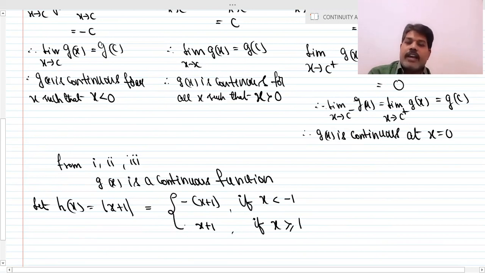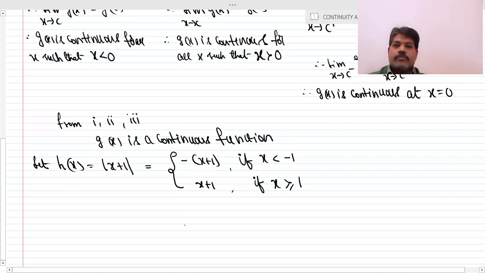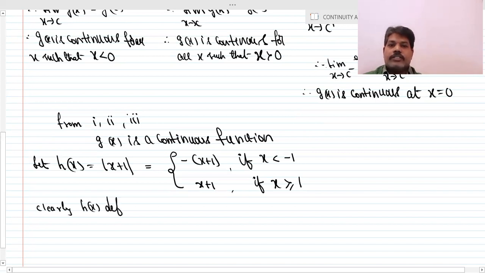So if x is less than minus 1, this value will become minus of x plus 1, and it will become x plus 1 if x is greater than minus 1. So here also, the modulus is the same. Clearly h of x is defined for all real numbers.